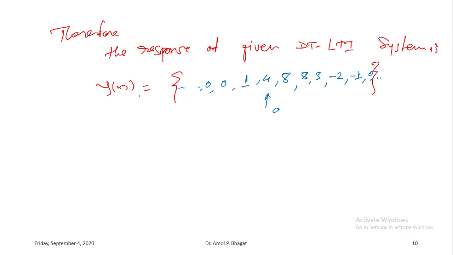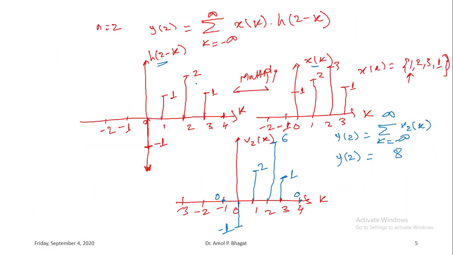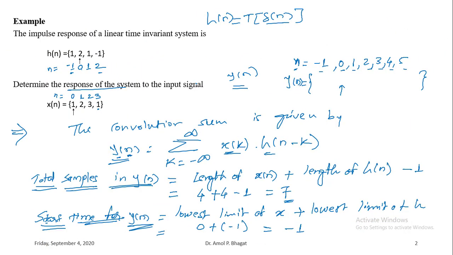So this is how you are performing convolution summation by using the graphical method. What was done initially here: we identified the total number of samples in y of n by adding the total number of samples in x of n plus the total number of samples in h of n minus 1. So 4 plus 4 minus 1 will be 7, so total 7 samples will be there. The start time value for y of n has been identified by adding these lower limits. So it is minus 1 plus 0, it will be minus 1. So y of n will start from minus 1 and end at 5 because total 7 values will be there, right?